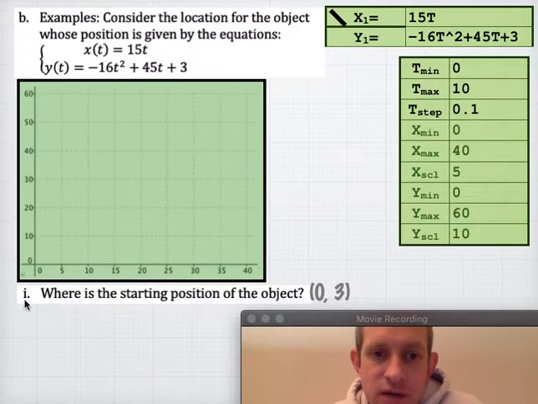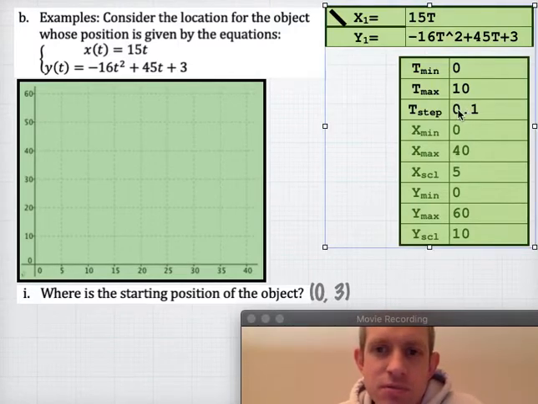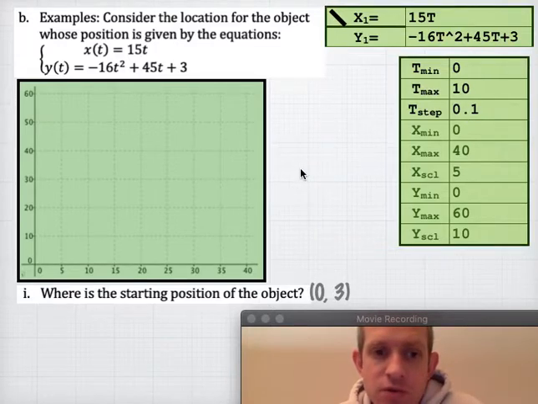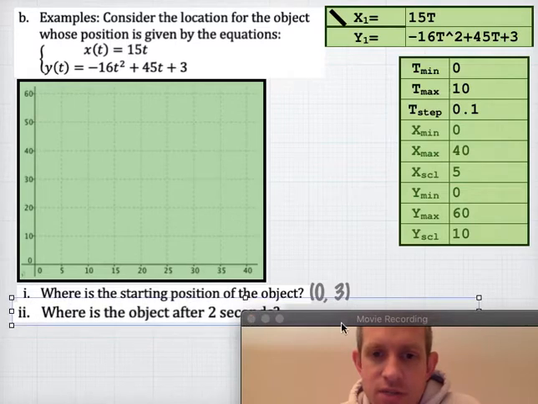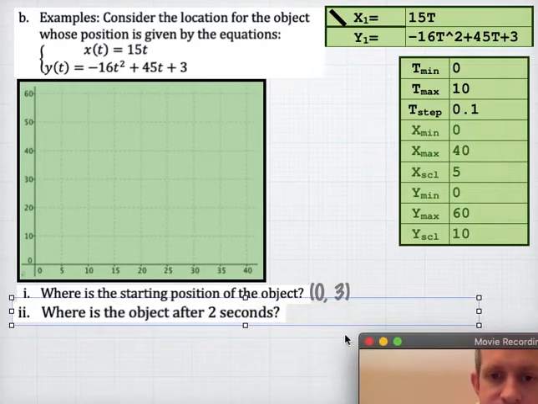Again, if you hit trace and then you press left and right, now you should see your cursors moving, and it's moving in specific time intervals. It's moving 0.1 seconds at a time, and that's because you told it to when you chose the t-step of 0.1. So if you move yourself over until time is 2 seconds, then you can answer this question about where the object is after 2 seconds.